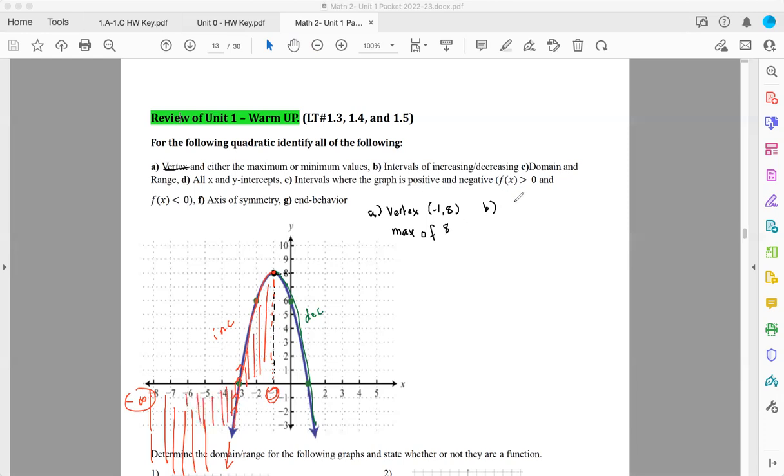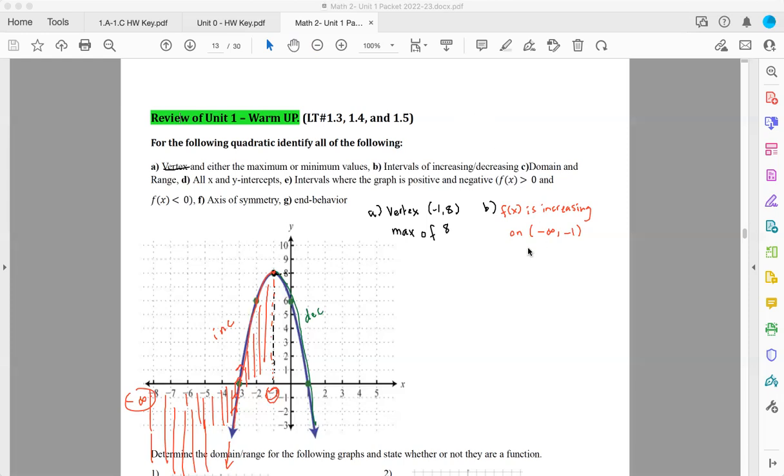Okay, so for part B, I would say f of x is increasing. You can say just increasing, that's fine. F of x is increasing on which interval? On negative infinity, comma, all the way to -1. Now we agreed that for intervals, just keep them open, or parentheses basically.